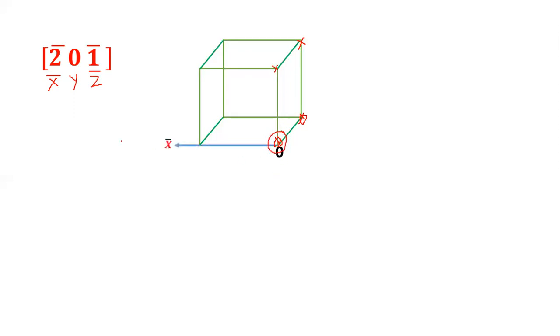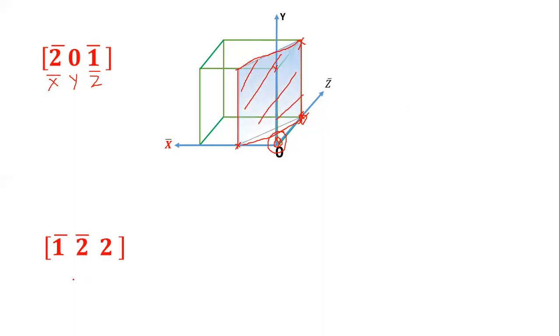From here, leftward is negative x, upward is positive y, and inward is negative z. Here the x-intercept is the reciprocal of 2, that is half. So the x-intercept is here somewhere at half, and the plane is parallel to y. Next, the z-intercept is the reciprocal of 1. From these intercept points, draw a line parallel to the y-axis, here and here. Then join these 2 points and join these 2 points. So this is the 2, 0, 1 plane.